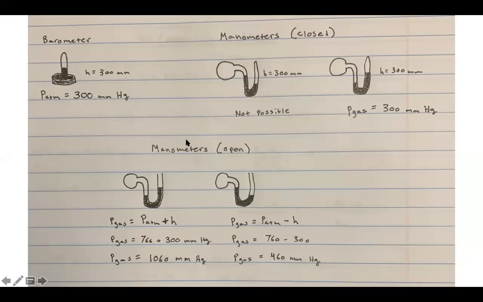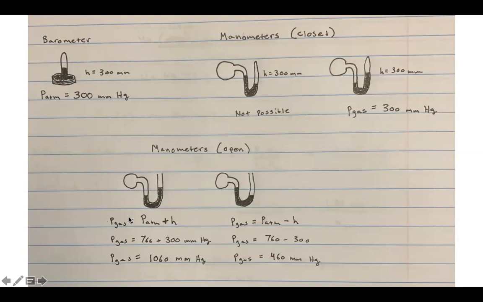Now our last situation is our open-ended manometers. And here they are. Again, the height differential here is 300 millimeters. In this situation, the mercury is lower on the gas side. In the other one, the mercury is lower on the open side, which has atmospheric pressure pushing down on it.